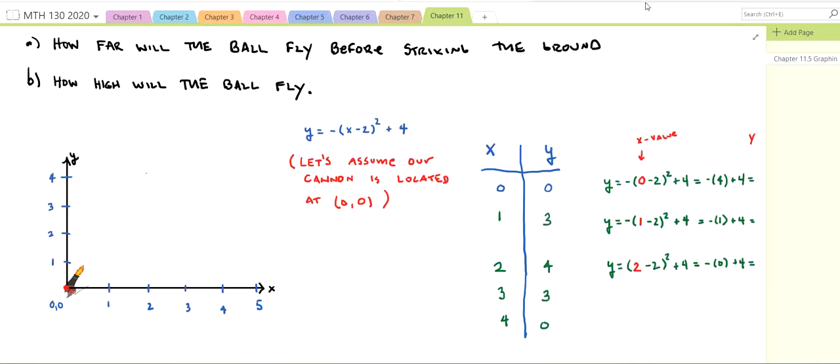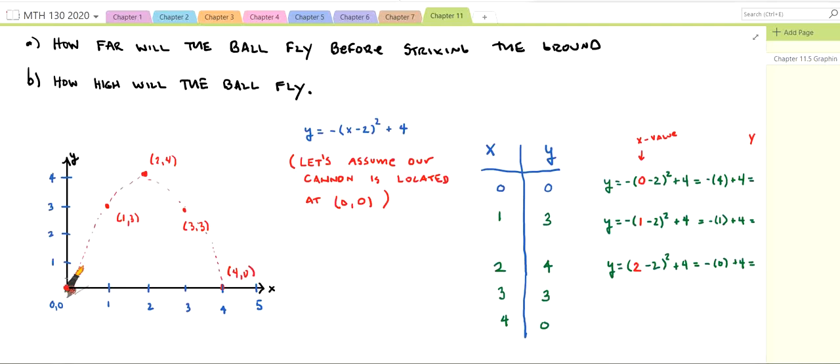So I can go ahead and plot these points. First point is 0, 0 here. We have plotted already. Second point is 1, 3. That's this point here. Third point is 2, 4. It's this point here. Then we have the point 3, 3. And finally, the point 4, 0 over here.